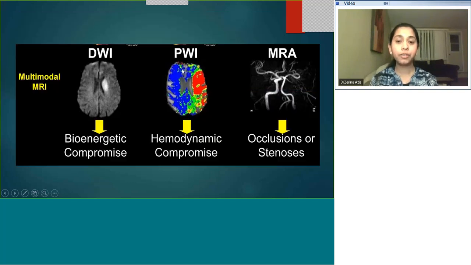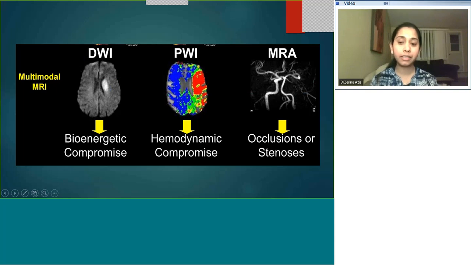We can also do perfusion weighted imaging in MRI. Again, very time consuming. It can be done with contrast or without contrast. The perfusion weighted imaging will give us an idea of reduced cerebral blood flow. And diffusion weighted imaging almost always gives us the area of ischemic core. So when you look at the mismatch between perfusion and diffusion weighted imaging, you get the penumbra. So again, it's a very sensitive modality, but time consuming and the interpretation is difficult.